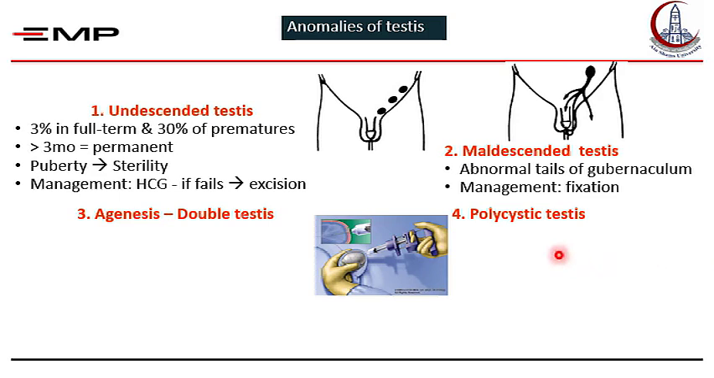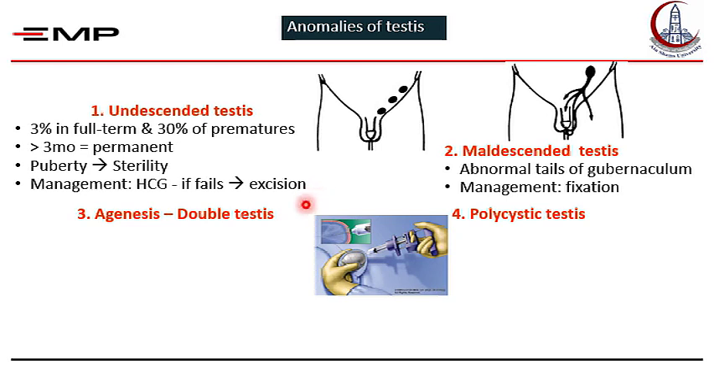Well, another condition is called polycystic testis. In such case, the testis is filled with multiple cysts that are filled with sperms. Why does this condition occur? As I told you before, as the seminiferous cords become canalized, forming the seminiferous tubules, and the rete testis becomes canalized, it establishes communication with the vasa efferentia derived from the mesonephros.